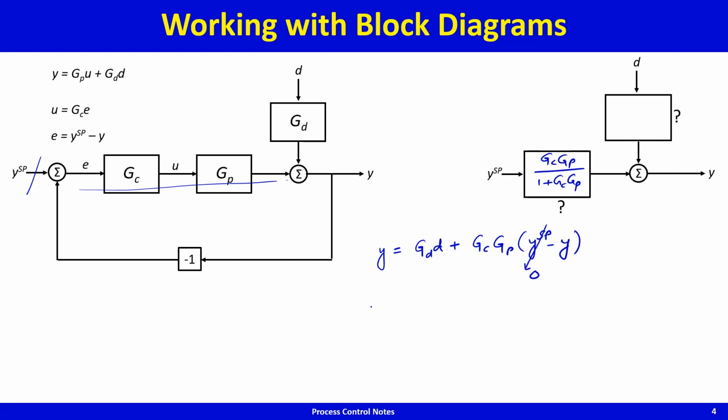And therefore y over d becomes GD over 1 plus GC GP, and this is G regulator, because this transfer function relates the output to the disturbance. So this is the regulator response transfer function. So what should go in here should be this.